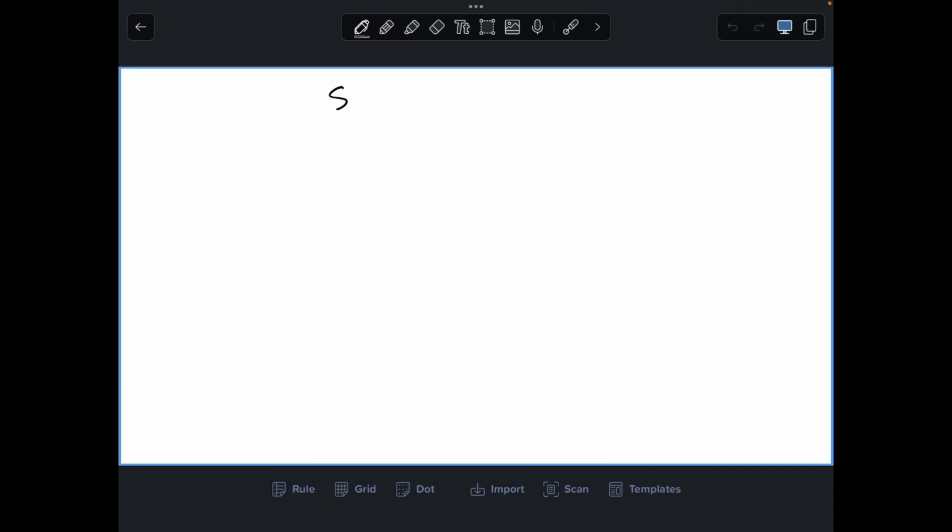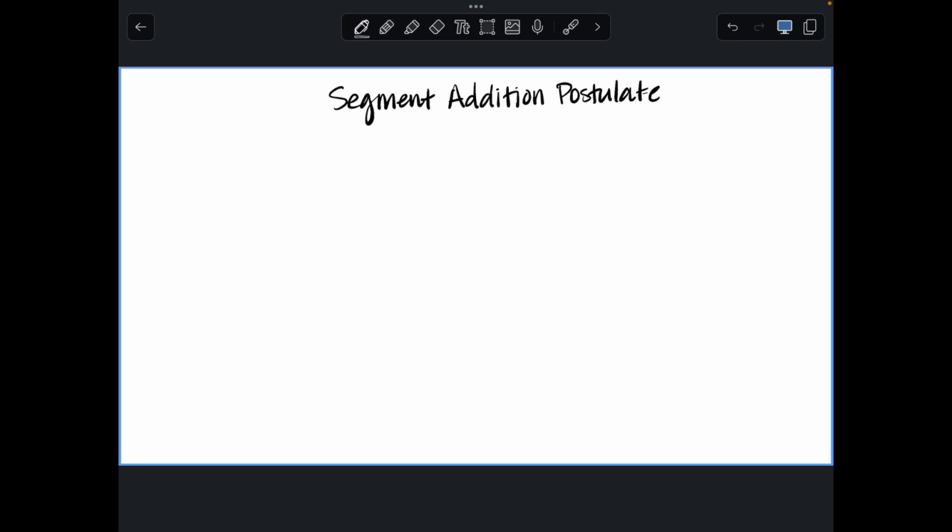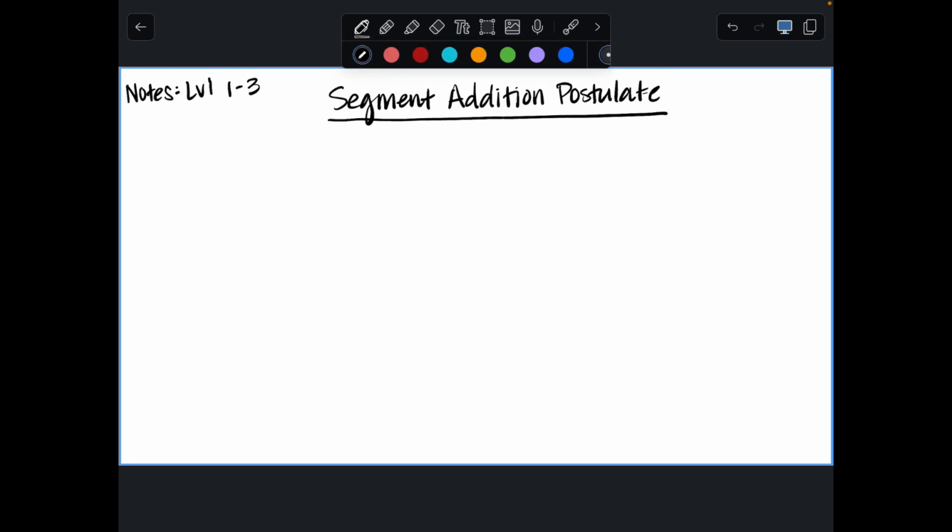Okay, this is going to be the segment addition postulate. These notes are going to be levels 1 through 3. The segment addition postulate is if A, B, and C are collinear.